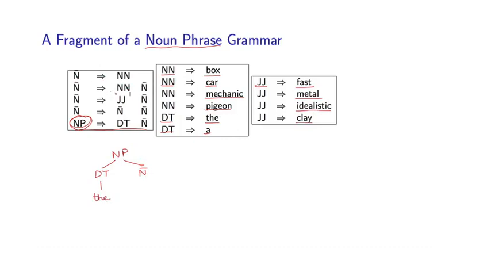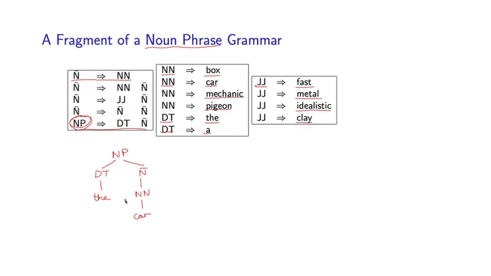An N-bar can rewrite in various ways, and we'll come to these other rules later, but for now let's just use this first, simplest rule, where an N-bar rewrites as a singular noun, and then finally the NN, the singular noun, can rewrite, for example, as car. Okay, so that's a first very simple example of a noun phrase corresponding to the car.